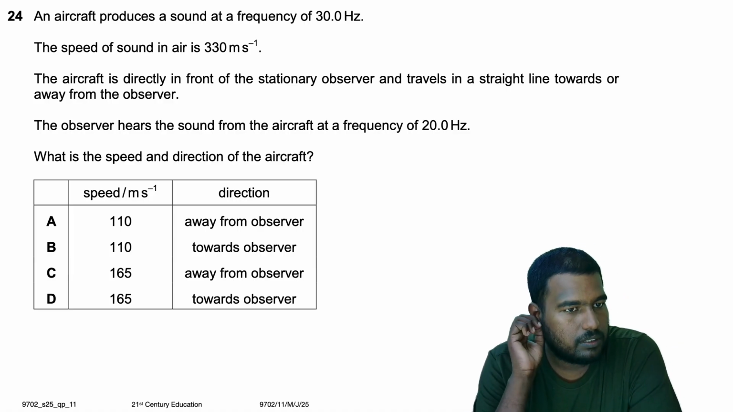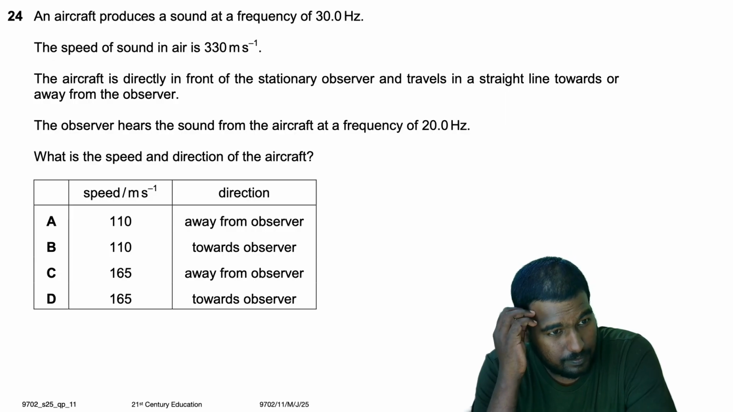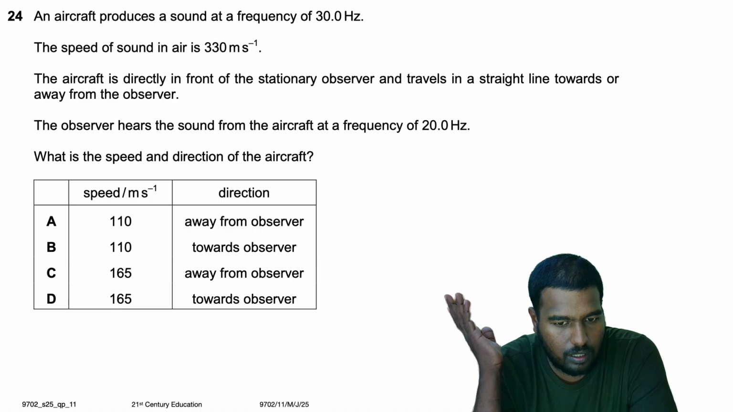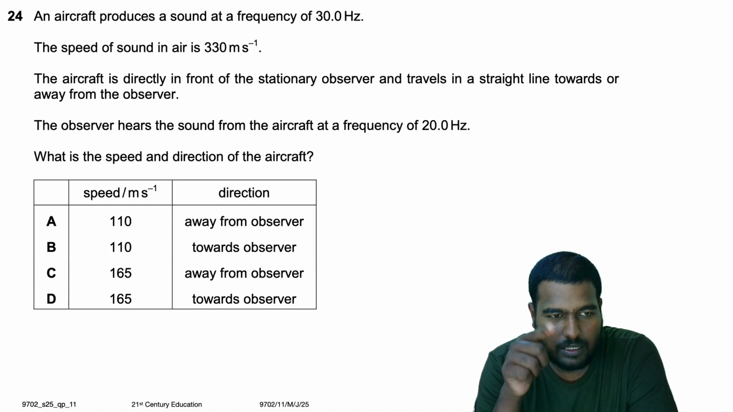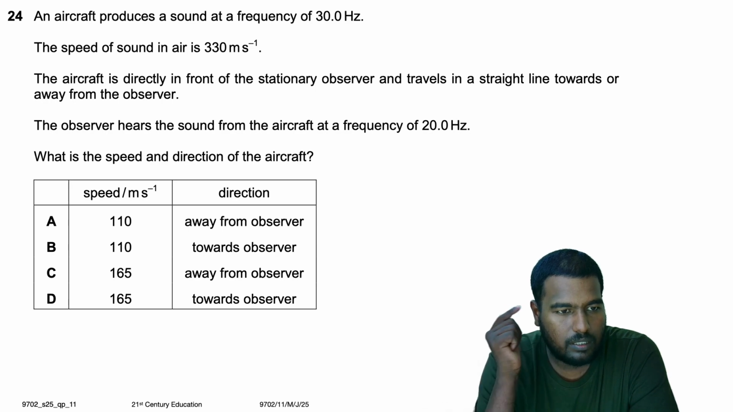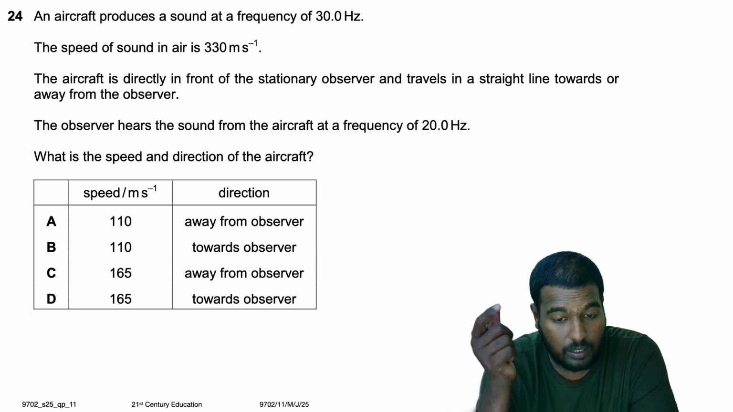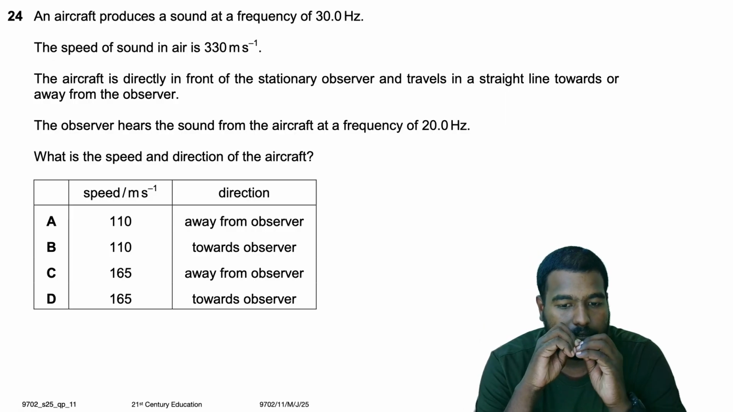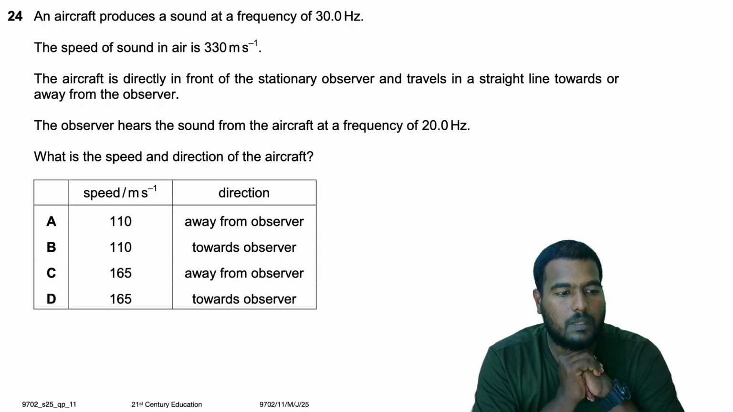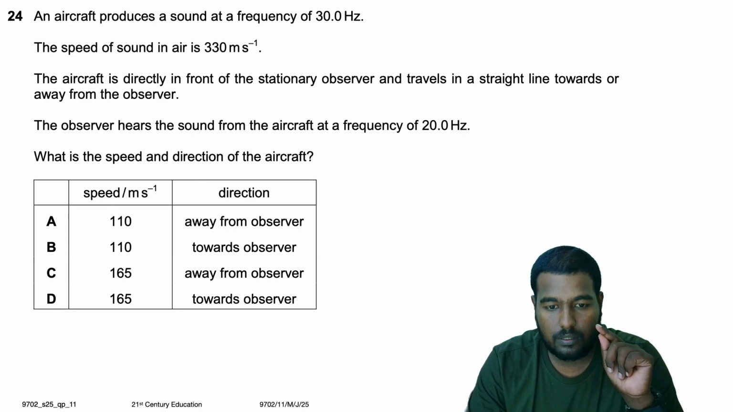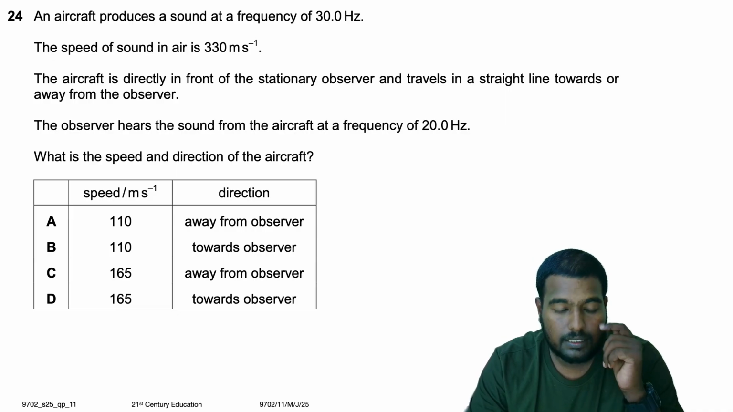An aircraft produces a sound at a frequency of 30 hertz. Speed of the sound is 330. What is the speed and direction of the aircraft? We have to use the Doppler effect. Before solving the question, we can see actual frequency is 30 hertz. Observer hears the sound from the aircraft at frequency 20 hertz. So frequency is decreasing. So we can say the aircraft is moving away from the observer. So either option C or option A. If towards the observer, frequency would have increased.